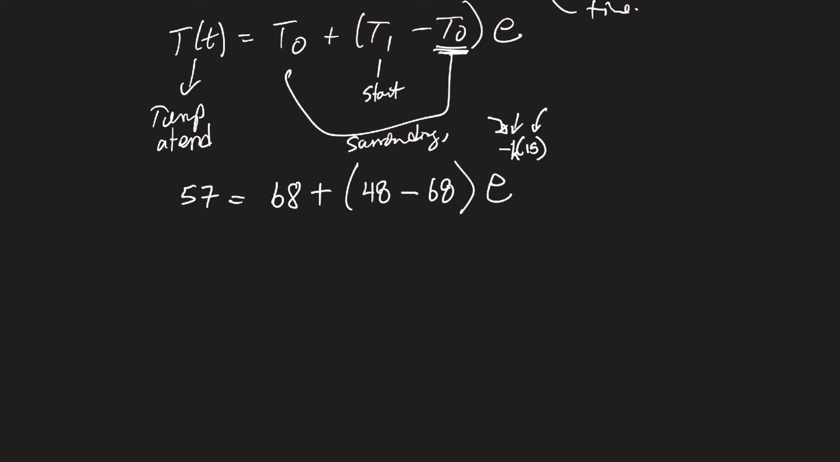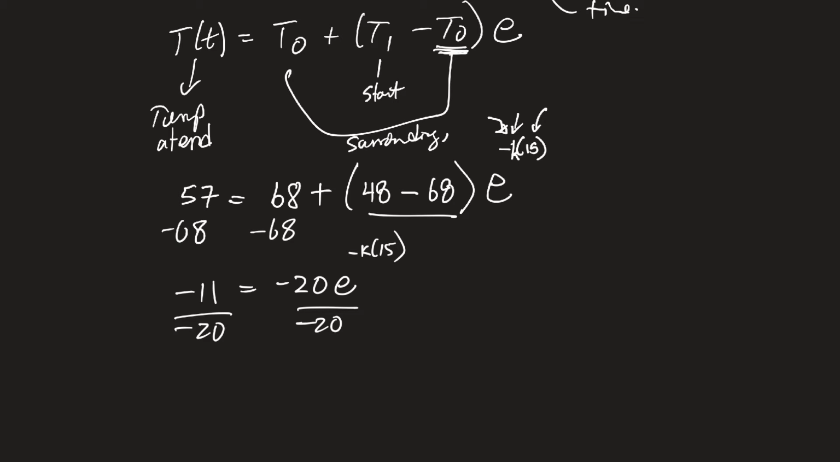Okay, so let's solve this. To solve this, I'd first subtract 68 on both sides. So this would be negative 11 is equal to, in brackets here when I subtract, a minus 20 e to the negative k times 15. Then I'll divide both sides by negative 20. And I'll get e to the negative k times 15 is equal to 11 twentieths. So I think that's 0.55.